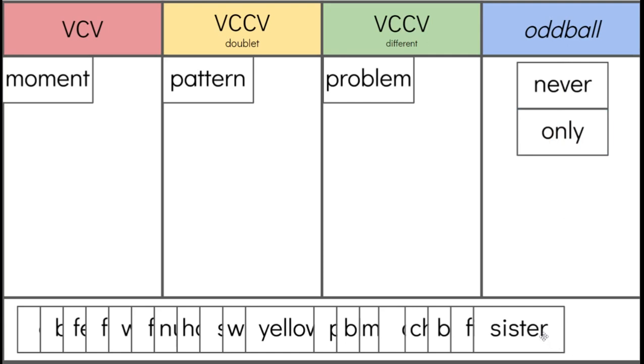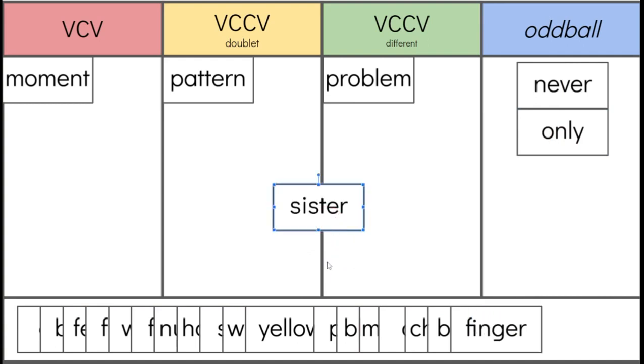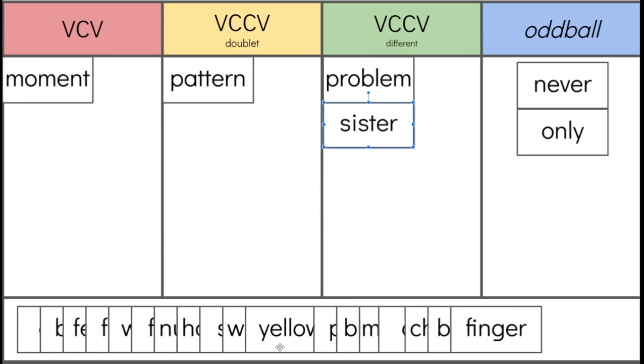Let's do one or two more together. The next one here is sister. Into syllables, we have sis, ter. We see the double consonant in the middle, and that tells us that the I will make the short vowel sound. Sister. And these are not the same, so it's not a doublet. So we put this under the double consonant different column.